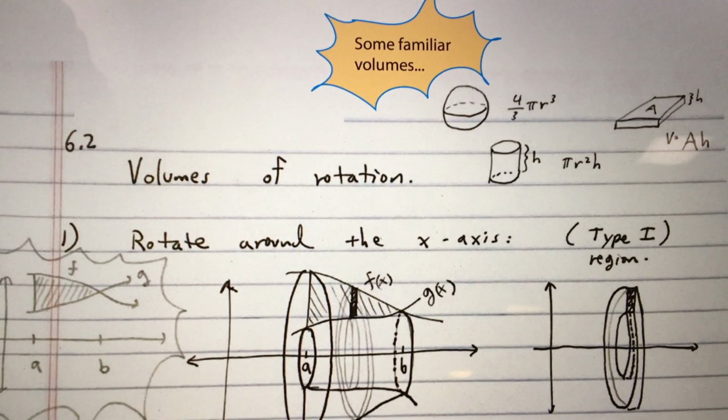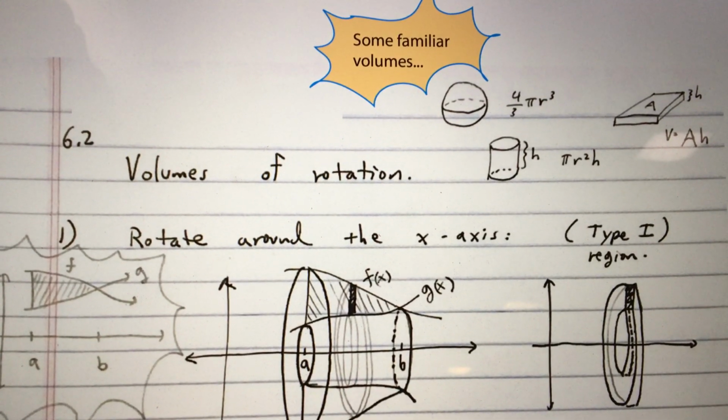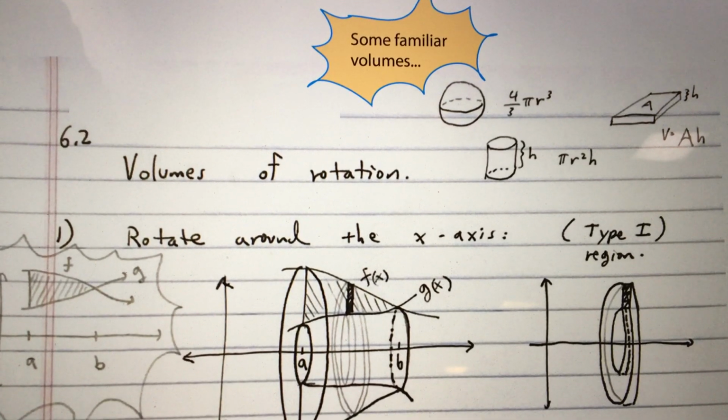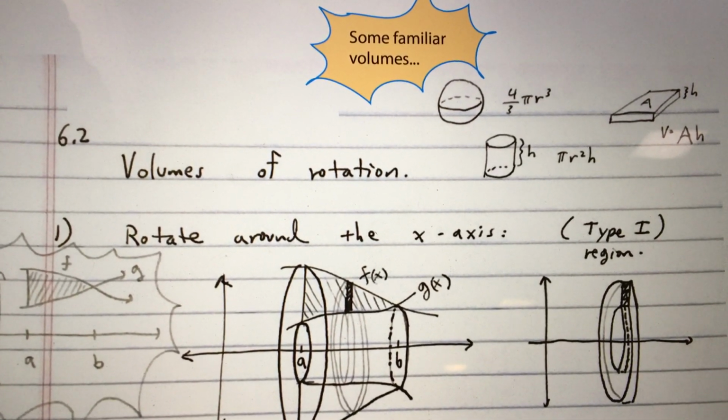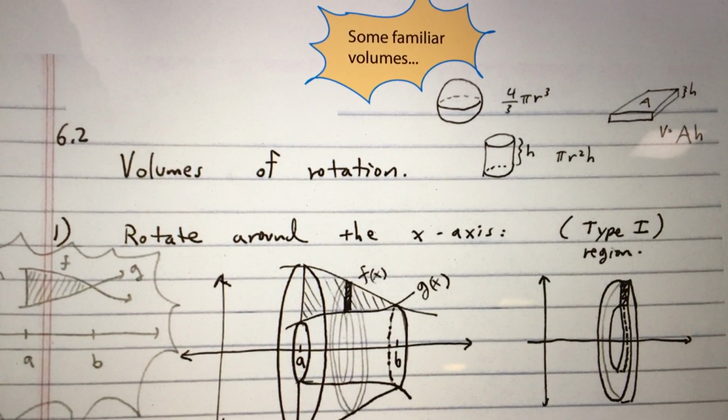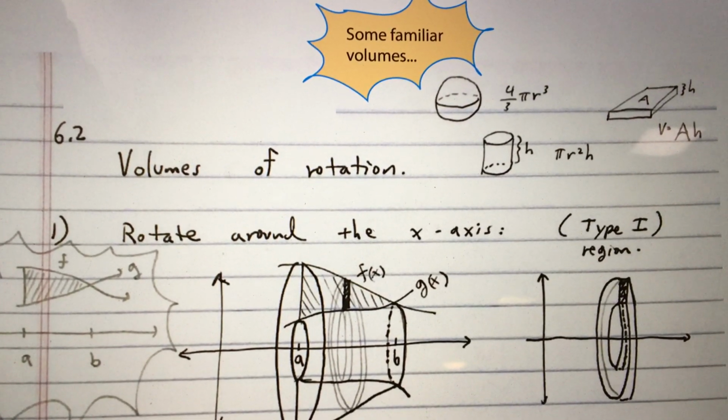Here's Chapter 6, Section 2. At the top there, I reminded you of a few formulas that are easy to find, but nice to remember: the formulas for the volumes of these shapes.